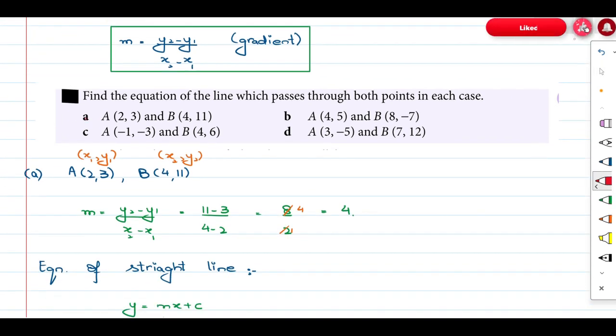So we have done part A and part B. I'm assigning you part C and part D as homework, as practice. You have to practice parts C and D and send me your answers, the final equation of a straight line, in the comment section. Or if you still need any assistance in these two parts, you can ask me in the comment section if you get stuck in any step.